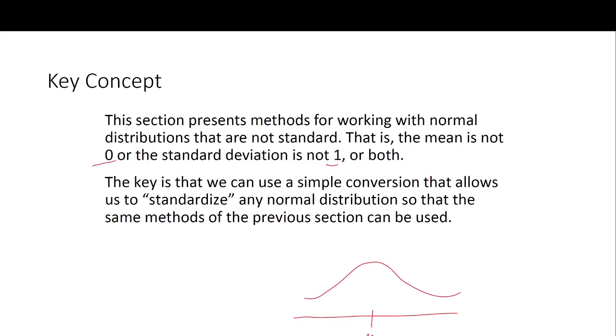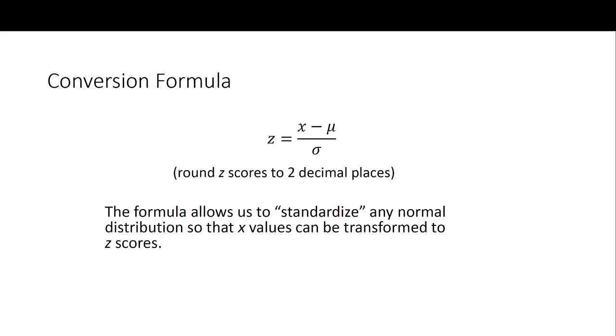And in real life, the average, the mean, could be anything. It's not supposed to be 0, but still we can solve a normal distribution problem by converting it into a standard normal distribution using this formula. Whenever you go from mean to z-score, you can go from a normal distribution problem to a standard normal distribution problem. So this is the formula you have to remember, the relation between the z-score and the value x, any value. The formula allows us to standardize any normal distribution so that x values can be transformed to z-scores.